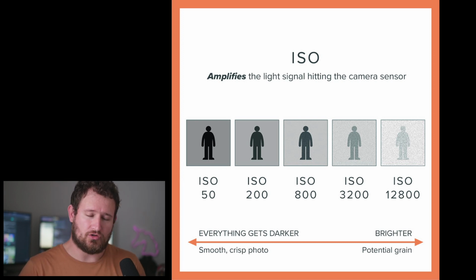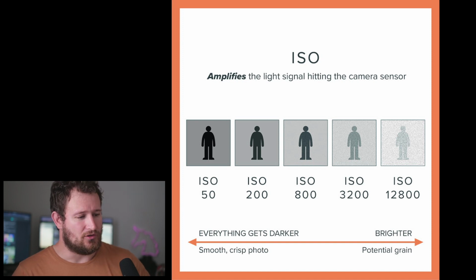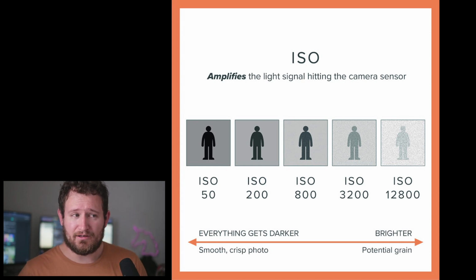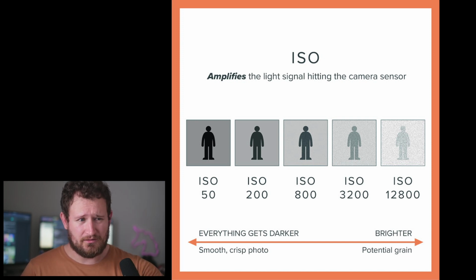But as soon as you start to go up in your ISO, as an example, ISO 800, ISO 3200, ISO 12800, the higher you go in your ISO, the more noise and the more grain you will add to your photos, which is a little bit of a problem, because the more noise you add to your photos, the less quality you have overall, simply due to the fact that you are now adding on to your light.